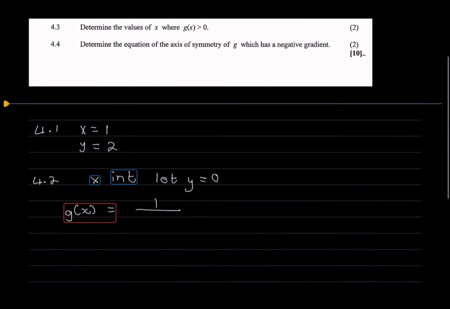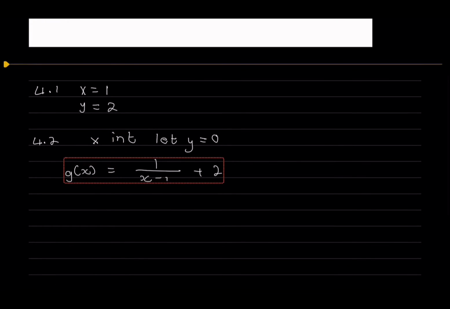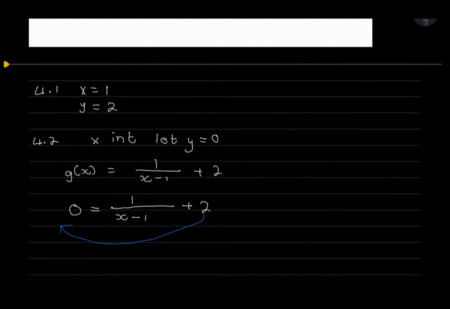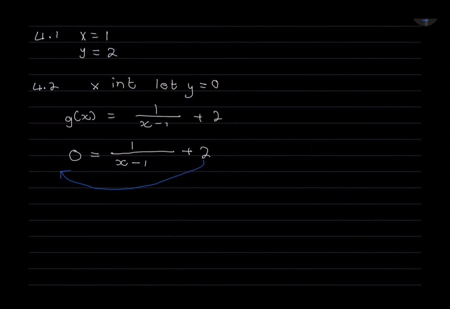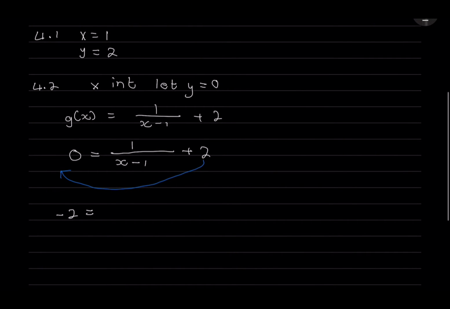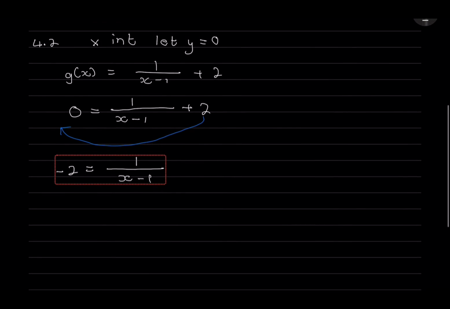y equals 1 over x minus 1 plus 2. So let y equal to 0. We're going to let this equal to 0. So it's going to be 0 equals 1 over x minus 1 plus 2. Taking the 2 to the left-hand side, we're going to have negative 2 equals 1 over x minus 1. Remember, we are solving for x.